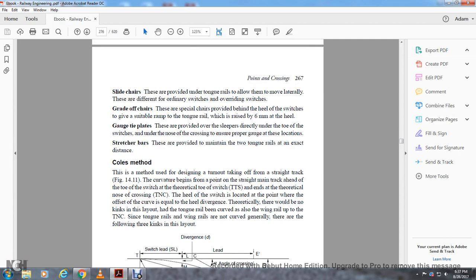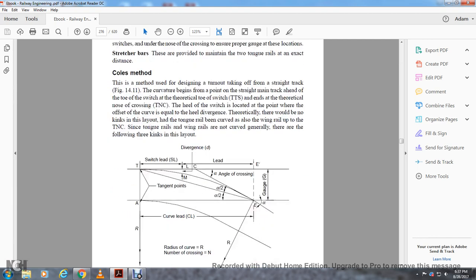Cole's method. This is a method of designing the turnout, taking off from the straight track with the curvature beginning at the point of the straight main track ahead of the toe of the switch, the theoretical toe of the switch, and the theoretical nose of the crossing. The heel of the switch is located at the point where the offset of the curve is equal to the heel divergence. Theoretically, there would be no kinks in this layout if the tongue were curved as well as the wing rail up to the theoretical nose of the crossing. Since the tongue rails and wing rails are not curved, generally there are the following three kinks in the layout.